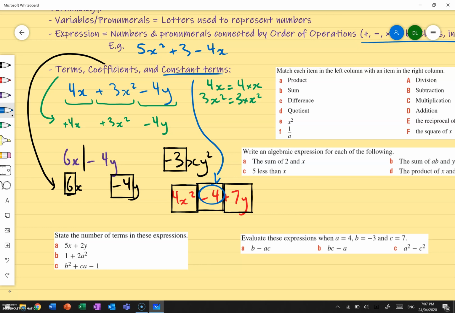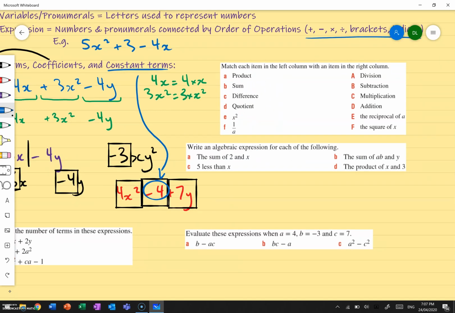Hopefully that makes a bit of sense. I'm going to go ahead and do some examples, and hopefully that will clear things up. So let's do this one on the right. Match each item in the left column with an item in the right column. Product is another name for multiplication. Sum is another name for addition. Difference is another name for subtraction. Quotient is another name for division.